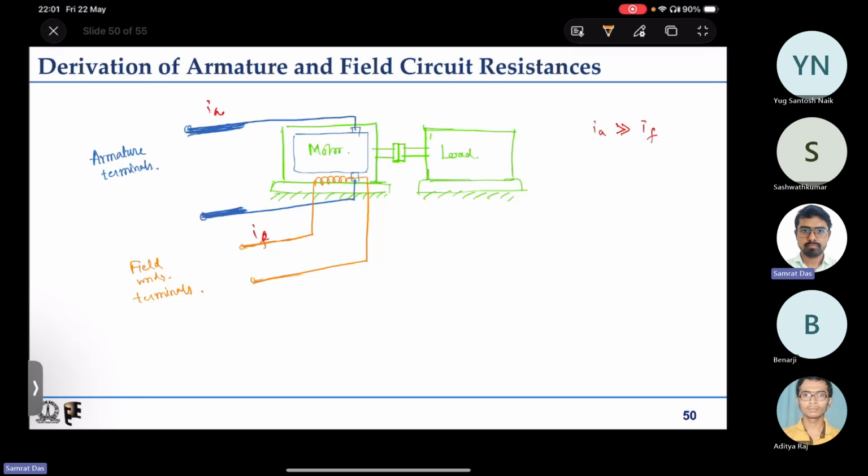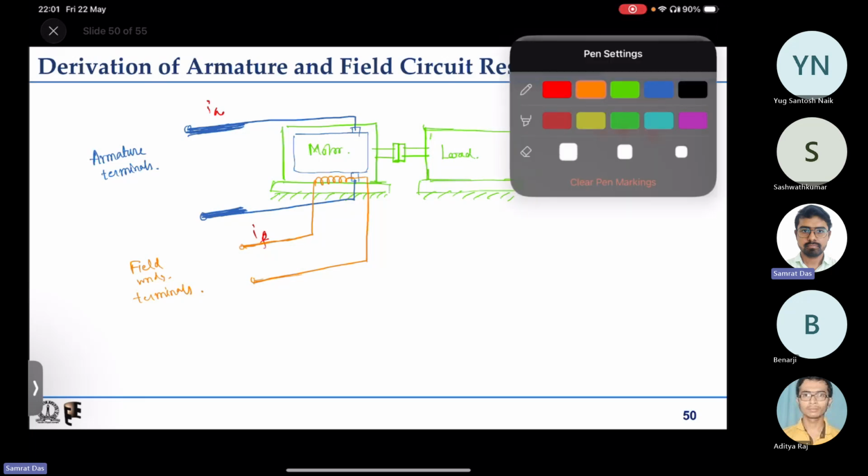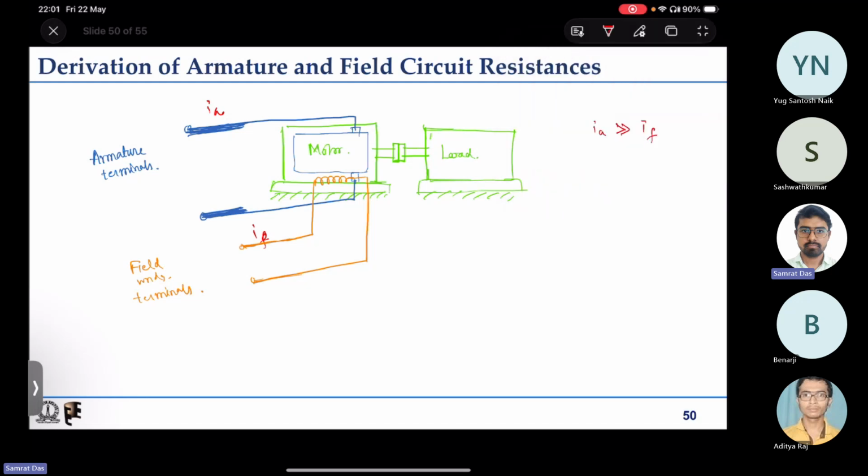Now suppose you want to first measure the field winding resistance, followed by the armature winding resistance. Suppose the nameplate rating mentions that the field winding rating is 220 volt, 1 ampere. Since the field winding is supposed to be given constant voltage, the current will be constant. So from these ratings you can understand that the field resistance is 220 ohms, but it may not be exactly the same number.